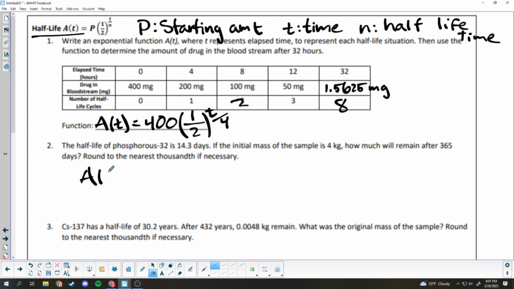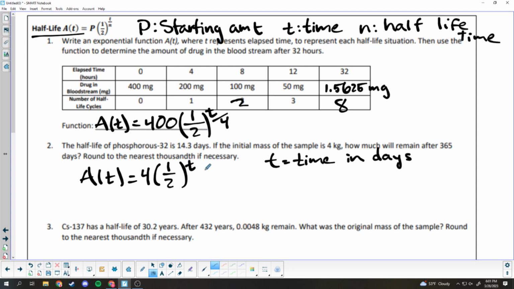In this case, it's A of t equals, my initial sample is 4 kilograms, my ratio, what I'm multiplying by, is a half because I'm decaying by a half. And then this time, I'm just going to set t to be equal to time in days. The last one, time was in hours. In this case, it's going to be in days. And so in the exponent, I'm going to set it equal to t over 14.3.